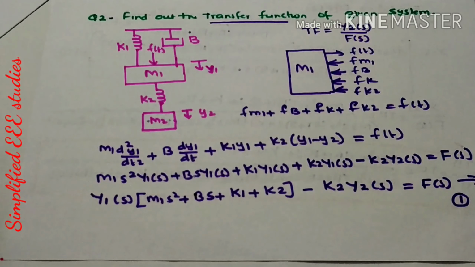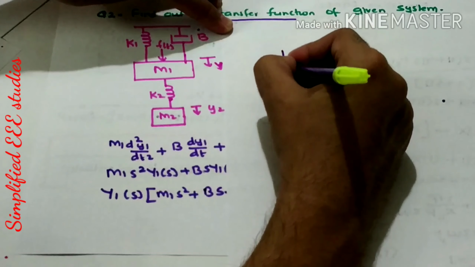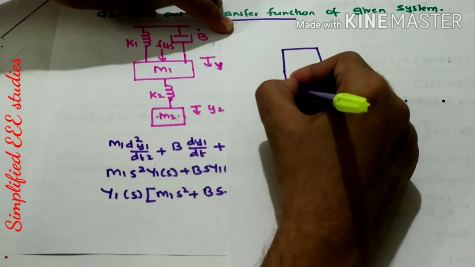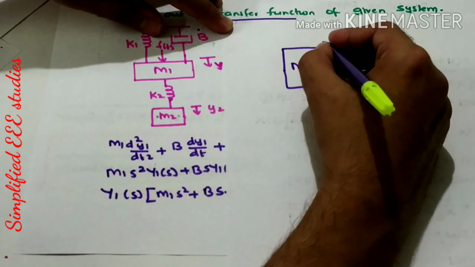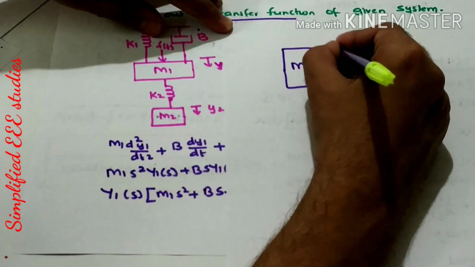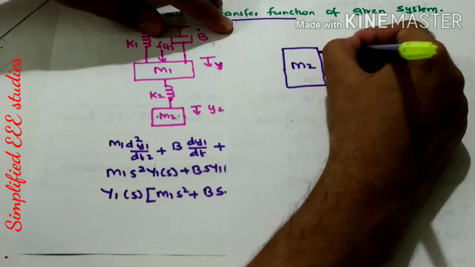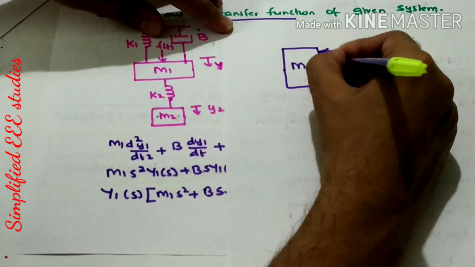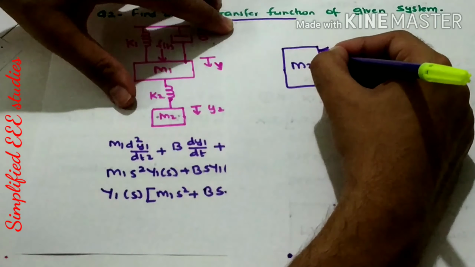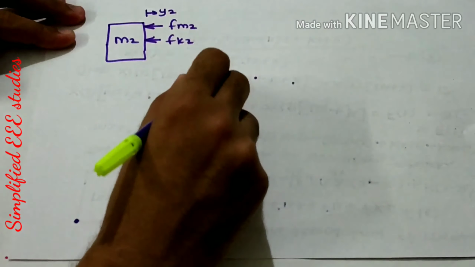Now let us draw the free body diagram of mass M2. So you have to mark M2. What are the forces acting on M2? Obviously there is no external force, but because of the movement there will be one inertial force known as Fm2. Similarly, because of this spring there will be one force acting on M2, denoted by F2. The displacement is Y2. Now you can directly derive the formula.